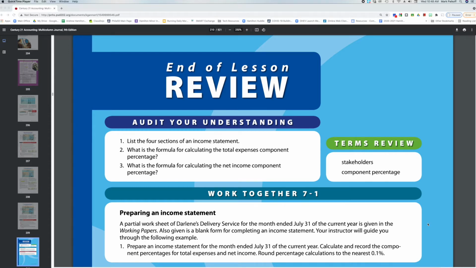Number 1, prepare an income statement for the month ended July 31st of the current year. Calculate and record the component percentages for total expenses and net income. Round percentage calculations to the nearest 0.1% or 1/10 of a percentage. Alright, so now that I've read over the instructions, let's jump right into the 7-1 work together.